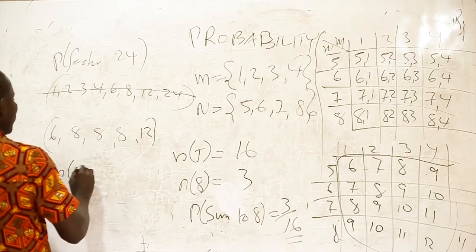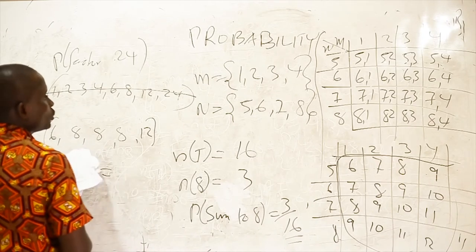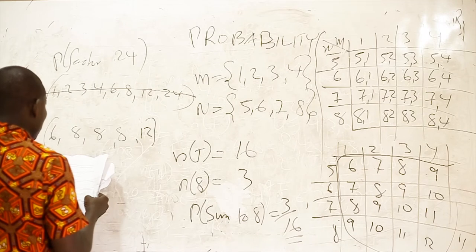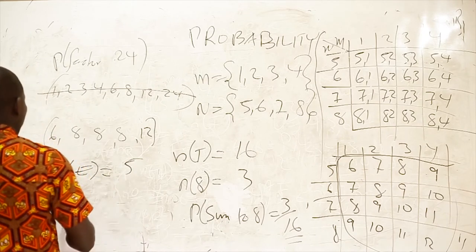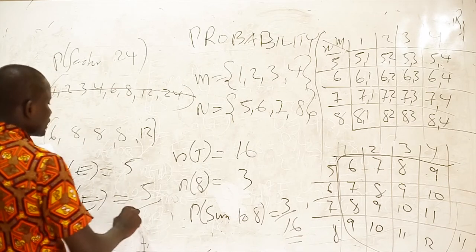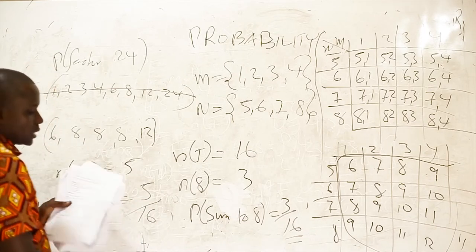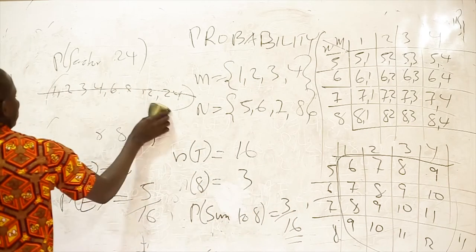So n of the event at this point is equal to what? What's the question? It says factors of 24, which is 1, 2, 3, 4, 5. So we have the probability of that event as 5 over the total of 16. I hope I've made my point. Yes, 5 over 16.